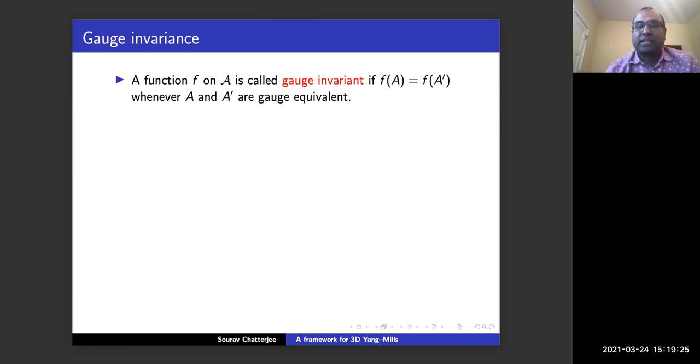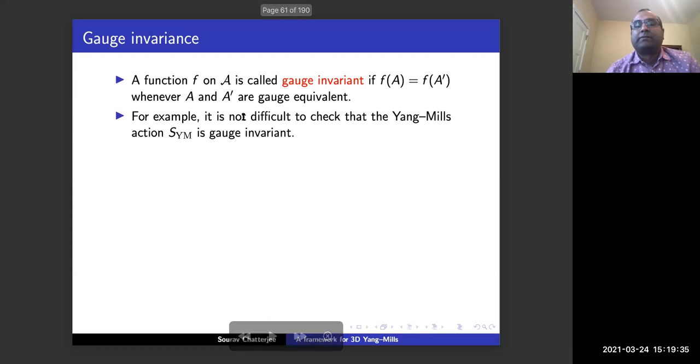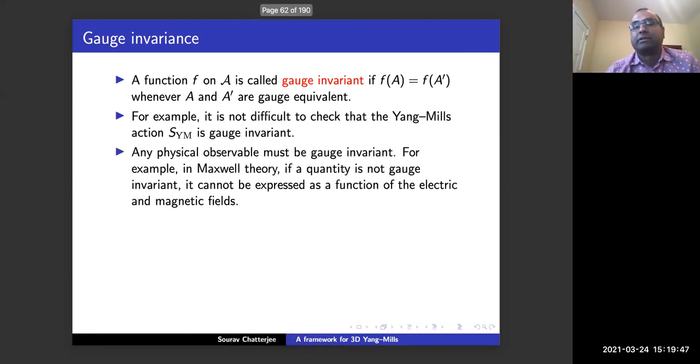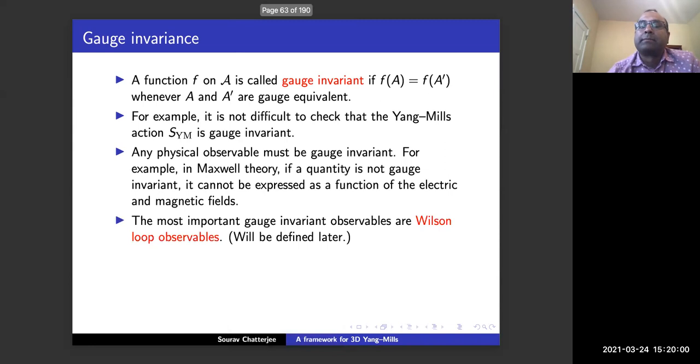A function f on this script A is called gauge invariant if f(A) equals f(A prime) whenever A and A prime are gauge equivalent. For example, it's not difficult to check that the Yang-Mills action is gauge invariant. If you have a gauge invariant function, it can be defined on the equivalence classes, because it's constant on them. As I explained before, any physical observable must be gauge invariant. For example, in Maxwell theory, if a quantity is not gauge invariant, it cannot be expressed as a function of electric and magnetic fields, which is what you want.